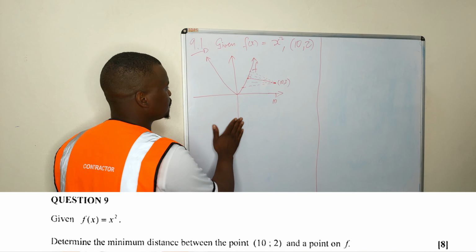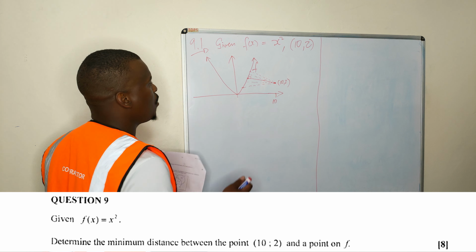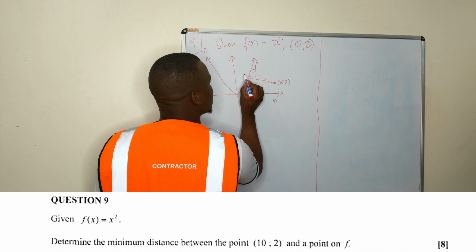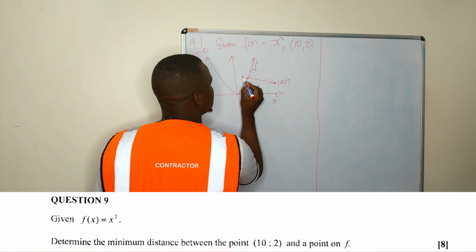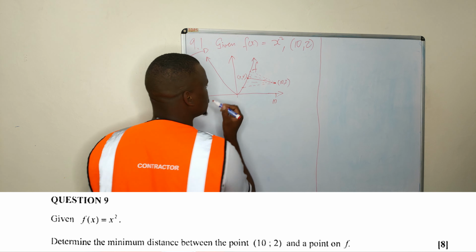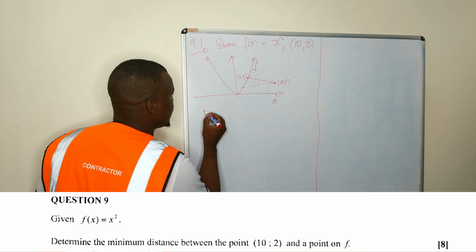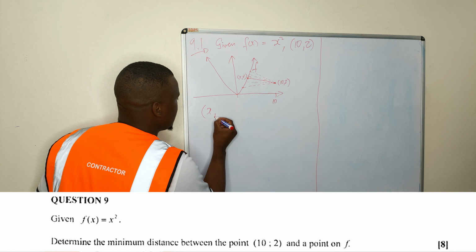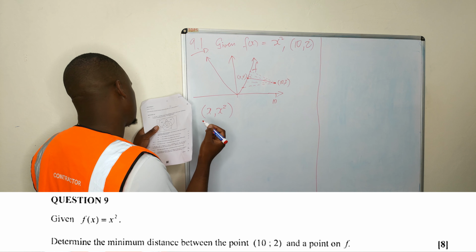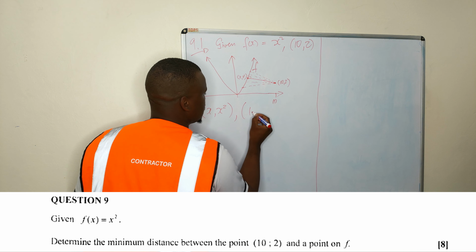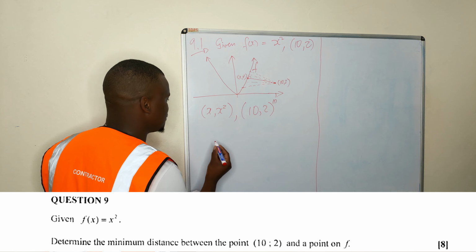So to do this, we say, okay, I want a distance between this point and the point here. So what is the point here? The coordinates of the point on the graph are (x, x squared), right? So I want the distance between the 2 points. So we have 2 points, (x, x squared) and (10, 2). So you want the distance between them.